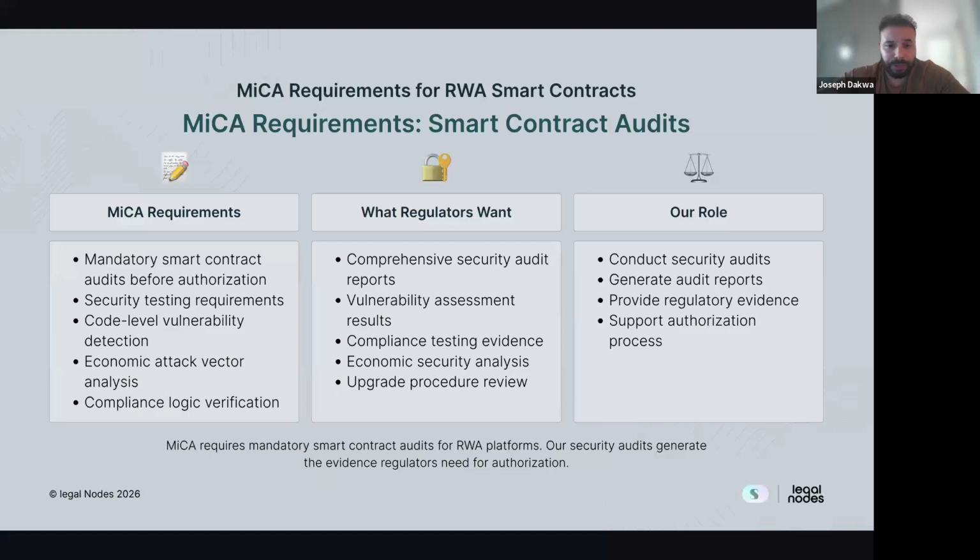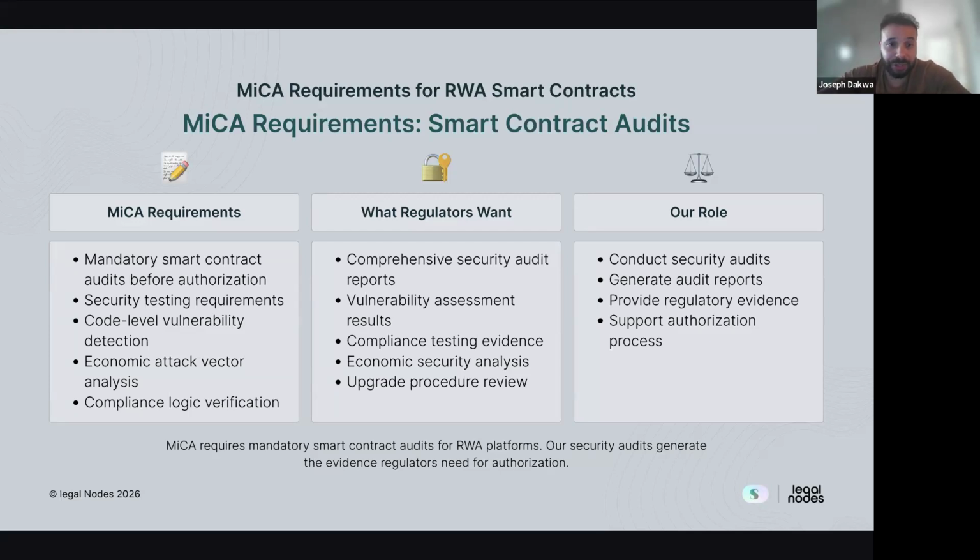And what are the MiCA requirements for smart contracts? Well, this is interesting. So mandatory smart contract audits before authorization. This is basically before you go into production, you must get a smart contract security review done on your entire architecture. So there are security testing requirements that are needed: code level vulnerability detection, economic attack vector analysis, and compliance verification logic. They want comprehensive audit reports, not, well, I'll just use this static analyzer to scan my entire protocol and it's come back with X, Y, and Z. They don't want that. They want everything.